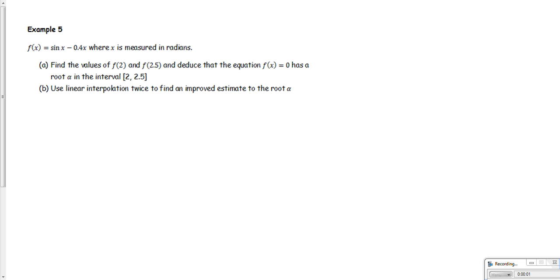FP1 numerical methods, example 5. I'll do part A first. We've got a function here, sine x minus 0.4x, where x is measured in radians.